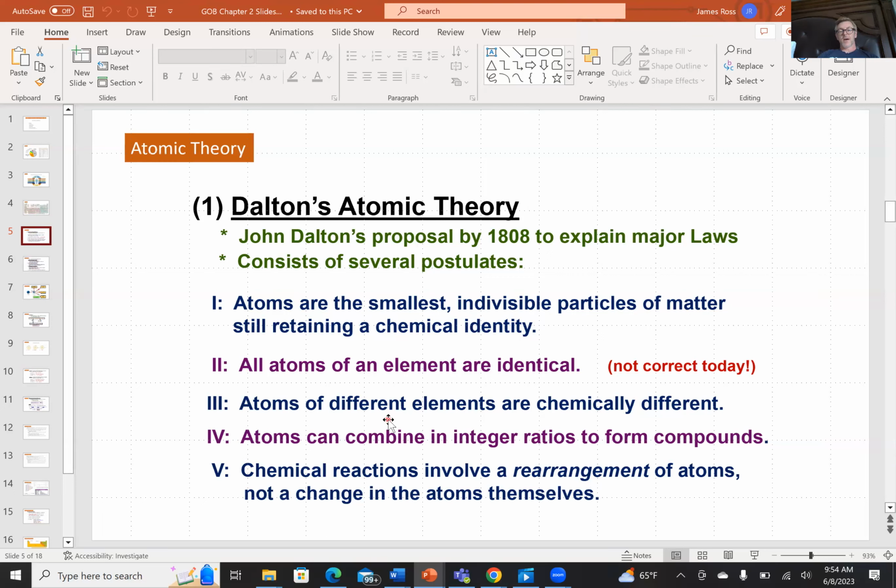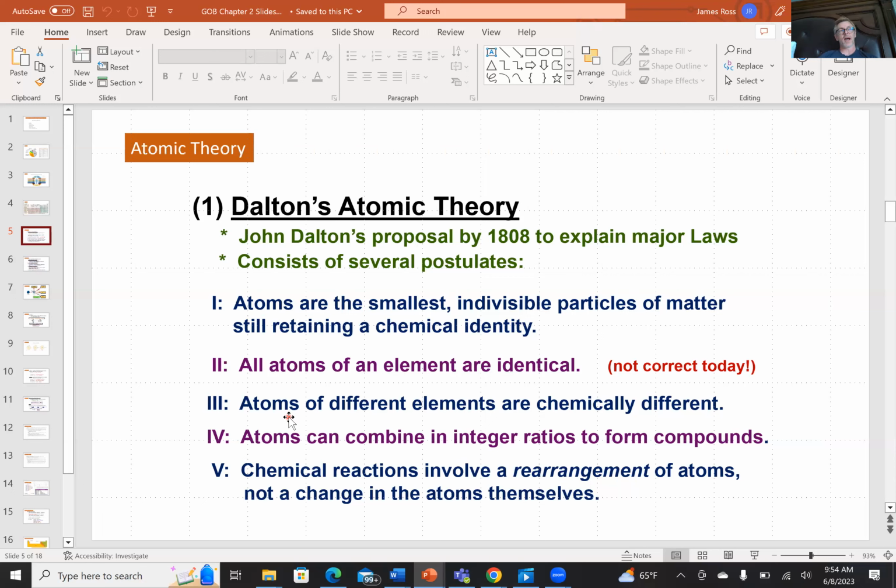2, all atoms of an element are identical. By today's understanding, that's no longer correct, but it was correct at the time. It's not correct today because we now know there are things called isotopes, so there are flavors of element that we'll come to later. Number 3, atoms of different elements are chemically different.